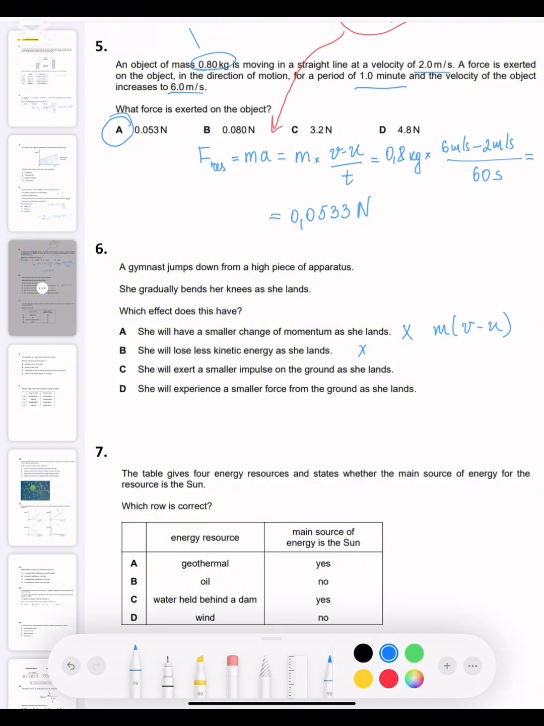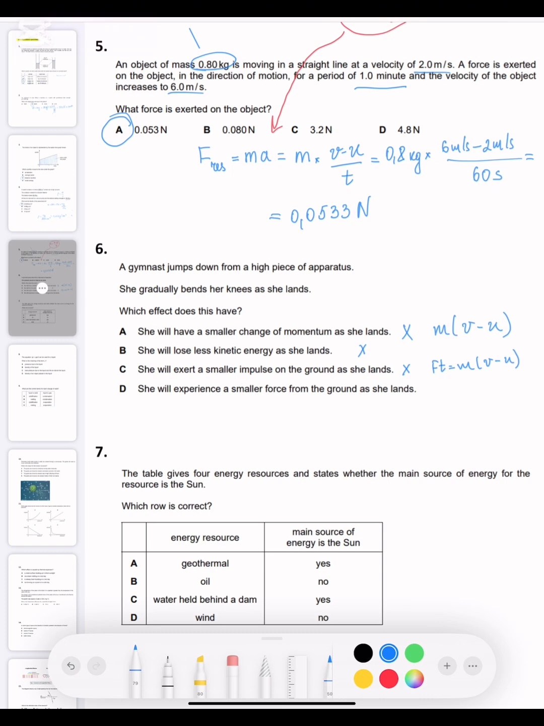Let's look at variant C. She will exert a smaller impulse on the ground as she lands. This is also incorrect, because impulse Ft is equal to change in momentum. We said that change in momentum is the same, so impulse remains the same. However, bending the knees spreads the force over a longer period of time.